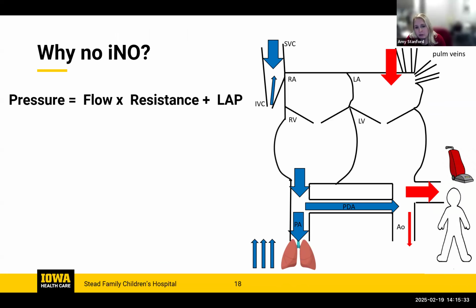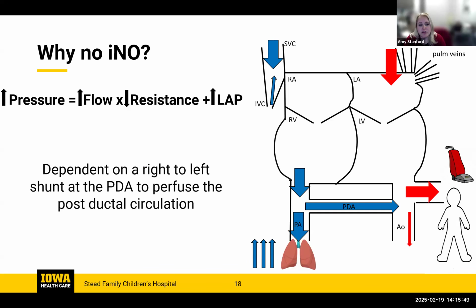And why is that? Well, we need to remember that pressure equals flow times resistance plus left atrial pressure. So in flow-mediated pulmonary hypertension, the pressure is elevated secondary to increased flow and increased left atrial pressure. As we just went over, these infants are dependent on a right to left shunt at the PDA in order to perfuse the postductal circulation. So when we give iNO, what we're doing is decreasing the pulmonary pressures, leading to a reversal of that right to left shunt. Now it's a left to right shunt at the PDA, and therefore we're decreasing postductal blood flow.